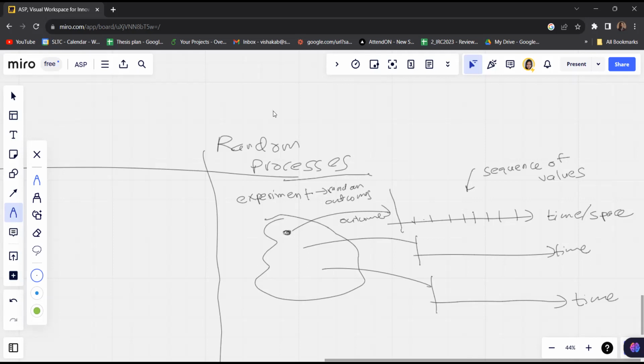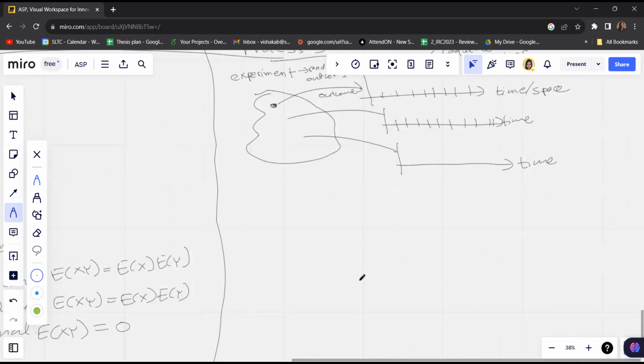There's a sequence of values that come as an outcome of this experiment. So I will explain the examples to you. One example is the case of flipping a coin, right? Flipping a coin n times.